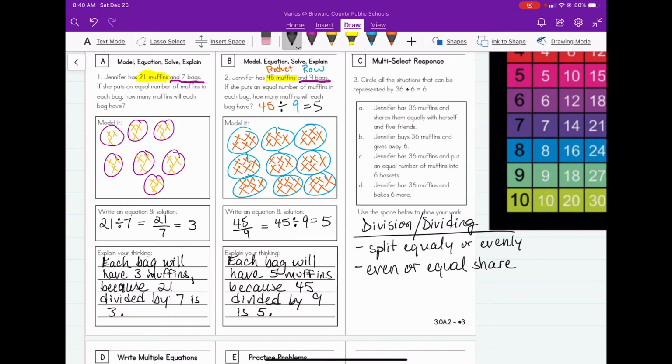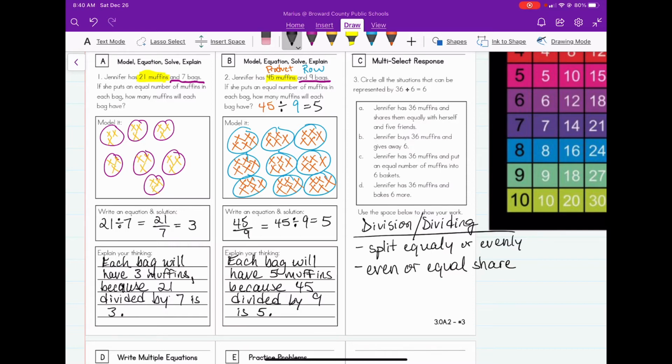So, once again, the vocabulary that we associate with division or dividing has to deal with splitting something equally or evenly sharing things, okay? So, let's go ahead and take a look at the answer choices for number 3. The first one says Jennifer has 36 muffins and shares them equally with herself and 5 friends.